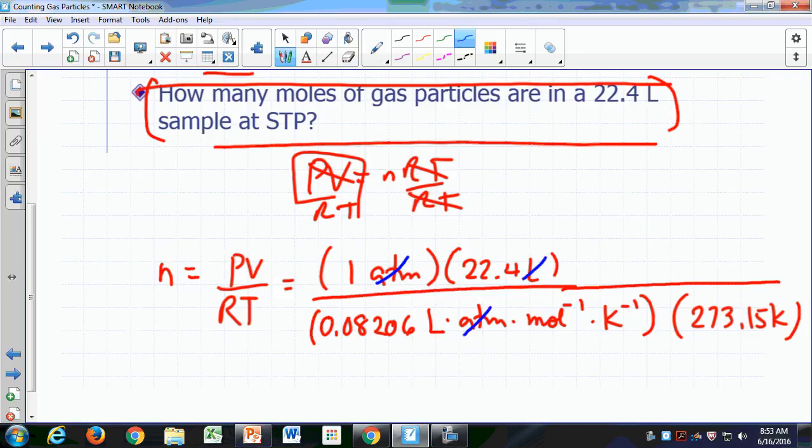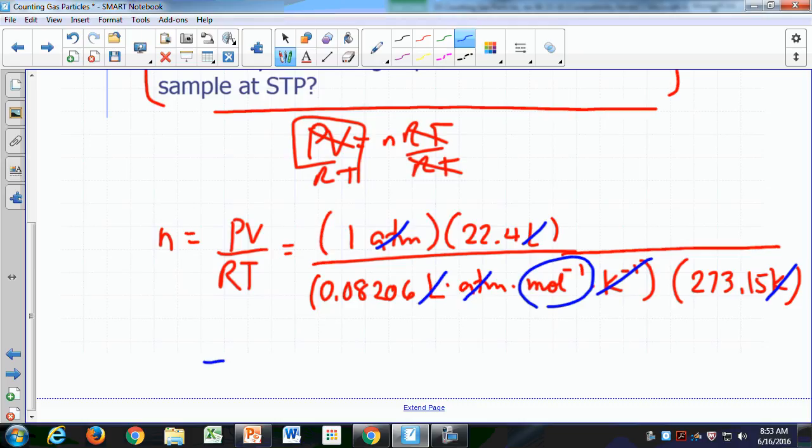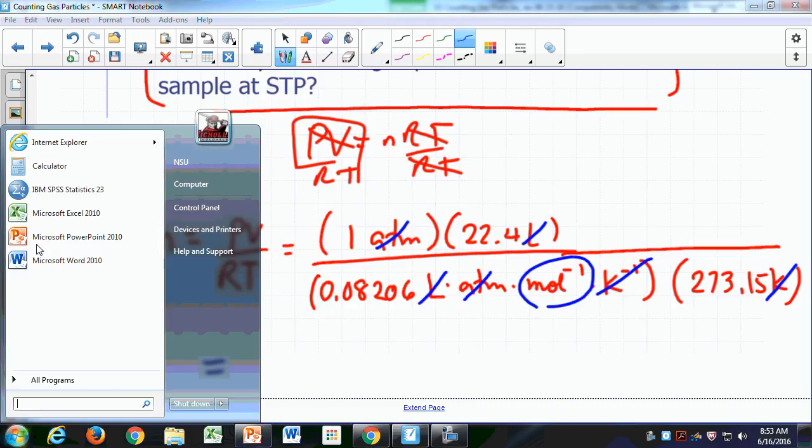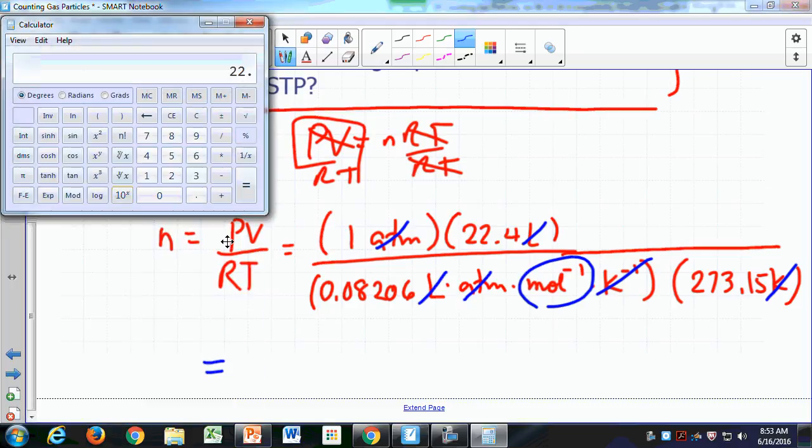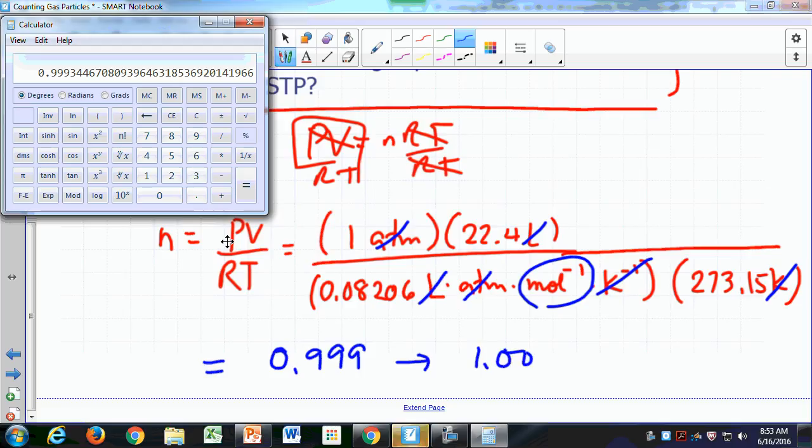Okay, so let's look at our units here. Atmosphere cancels out, liter cancels out, Kelvin cancels out. You have per mole in the denominator, so you bring that up to the numerator. Your final answer should have moles. Let's go ahead and calculate that. You have 22.4 divided by 0.08206 divided by 273.15, and you get 0.999. And so that's basically 1 mole. 1.0, or you can say 1.00 mole if you want.